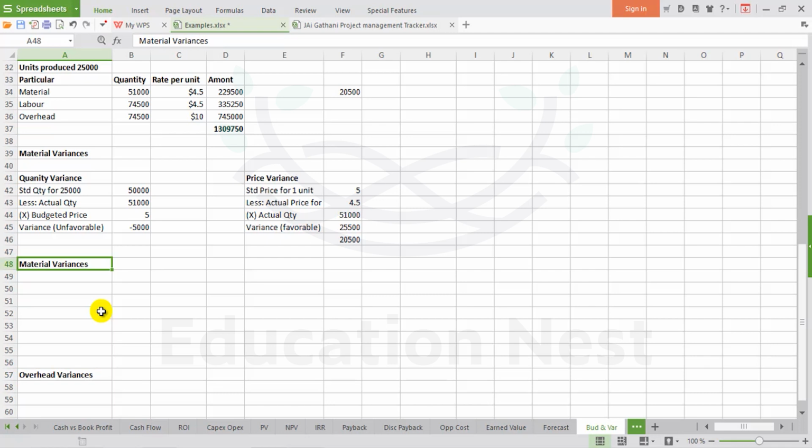It will be really helpful for you to understand this whole concept of budgeting and variance analysis. I'll give you a small hint. The computations are the same as we had done over here for material variances.